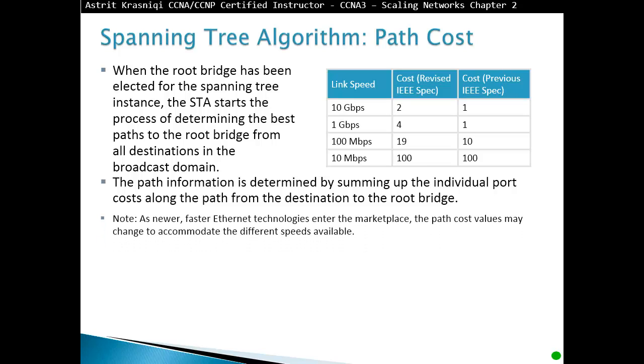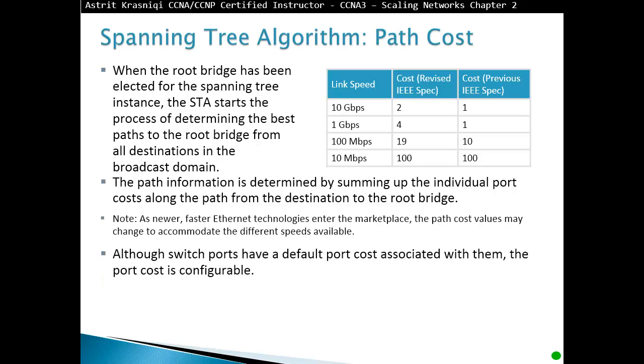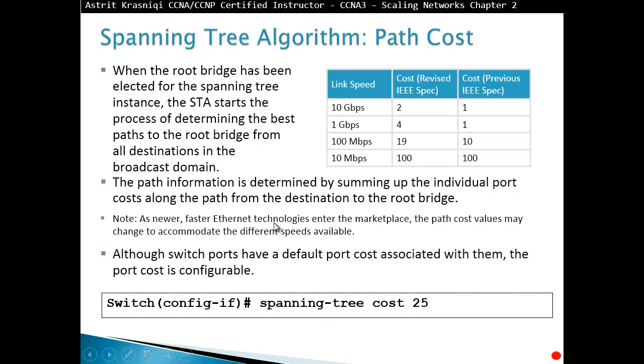Note, as newer, faster Ethernet technologies enter the marketplace, the path cost value may change to accommodate the different speeds available. Although switch ports have default port costs associated with them, the port cost is configurable. If you leave it default, FastEthernet is going to get 19, gigabit is going to get 4, and so on. But you can change them the way you want. For example, you can make FastEthernet more preferred than gigabit. The command is spanning-tree cost 25, for example, to increase this cost. Instead of 19, I want to put 25.